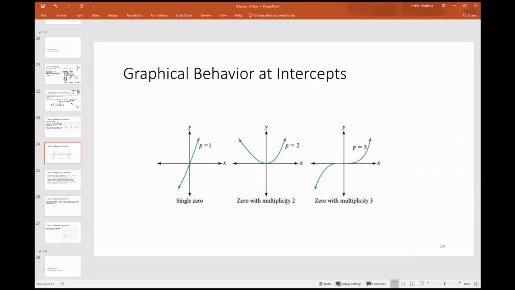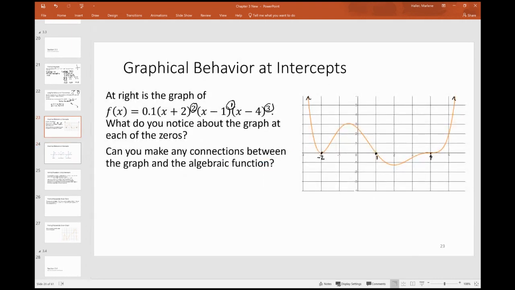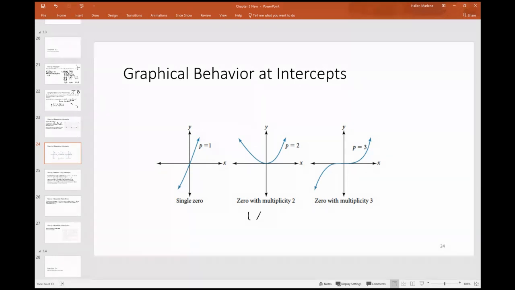If there's a zero with multiplicity of 2, or there's an exponent of 2 on the factor, like the x plus 2 squared, that exponent of 2 tells us that zero has a multiplicity of 2, or that it occurs twice. We can see that the graph looks just like the quadratic function at that zero, okay?